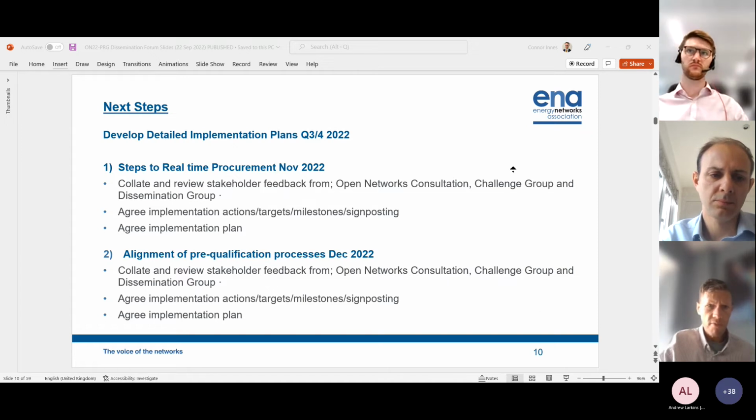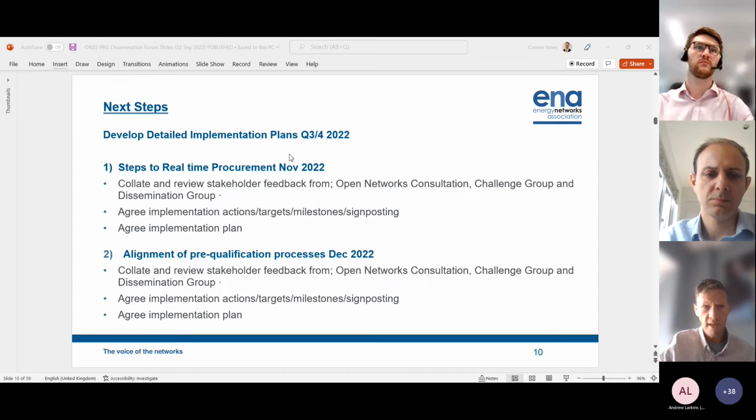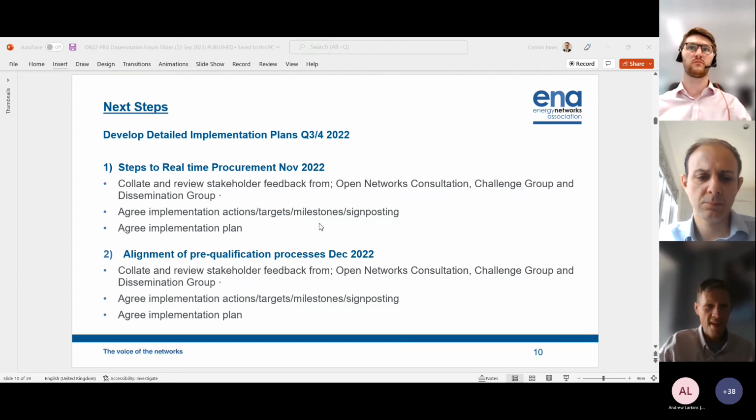So you'll see that pretty much it's the same process for the steps to real time, but also the alignment of pre-qualification process. So yeah, I think that's about 10 minutes maybe.